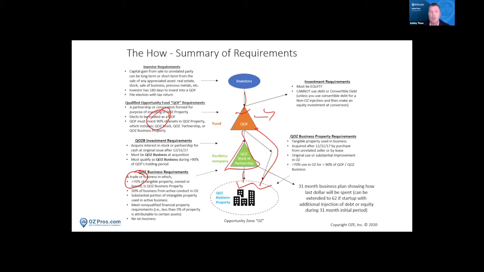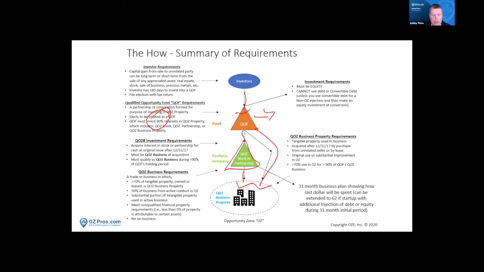And it gives us a little bit of wiggle room in case there's a foot fault. It also gives us a 6-month cure period if, for whatever reason, we blow something at the QOZB level. We've got 6 months to cure before we start incurring penalties at the QOF level. And that can be really important. So for unforeseen circumstances, or if something gets messed up, it gives you a reasonable amount of time to cure.